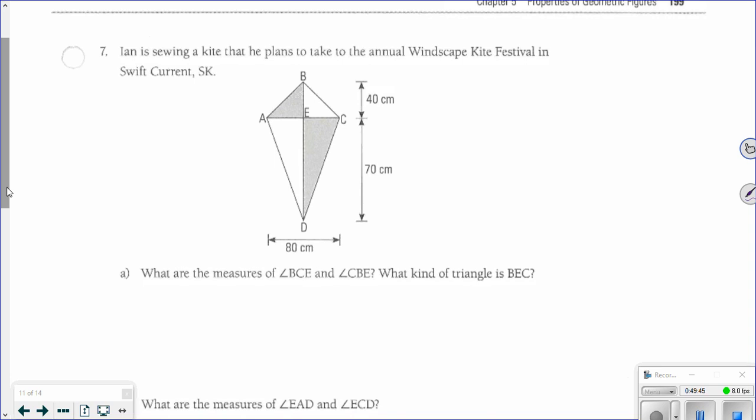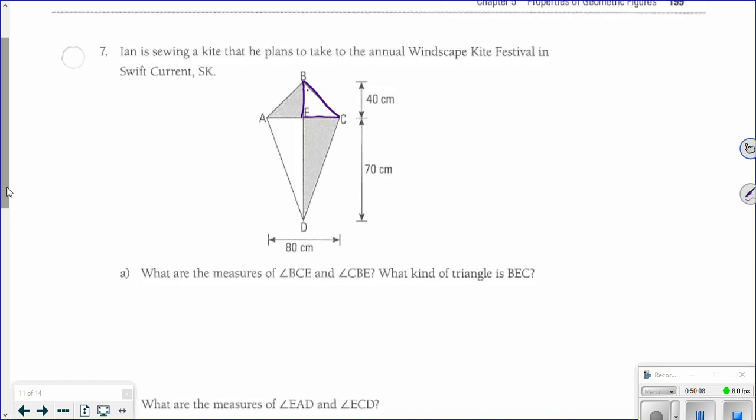So it says, what are the measures of angle BCE and angle CBE? What kind of triangle is BEC? So first of all, BCE is that angle right there. CBE is this top piece right here.